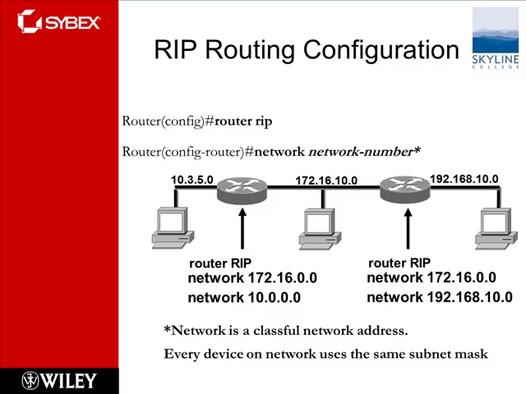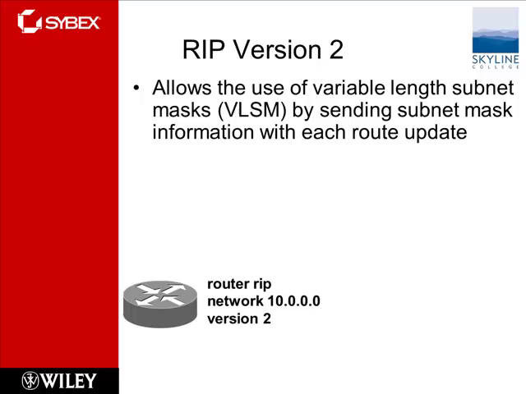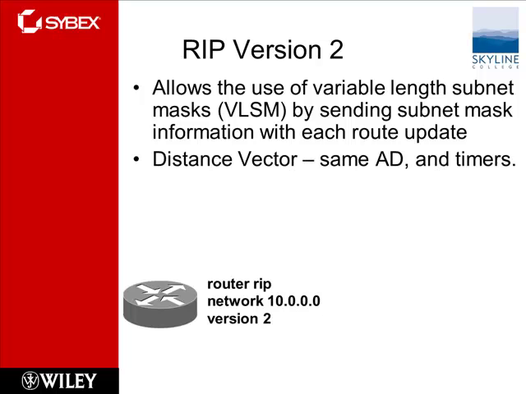with a 172.16 network. RIP v2 allows the use of variable length subnet mask by sending the subnet information with each update. And if you look in the packet header, RIP v2 has a place for the subnet mask, whereas RIP v1 doesn't. It just says 0. It must be 0. Nothing in it. It's got a version number, and that's it. Distance vector, the same. Administrative distance and the timers, it is a distance vector protocol. The only thing that really changed is, well, the three things changed, which were what?